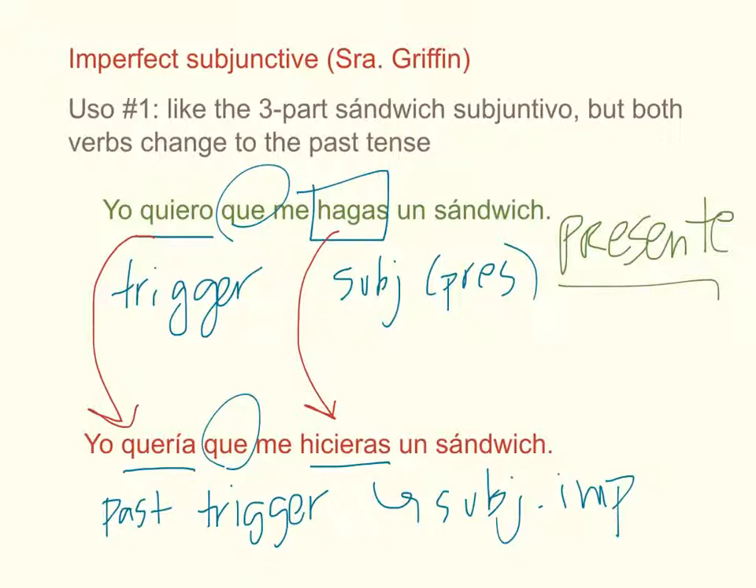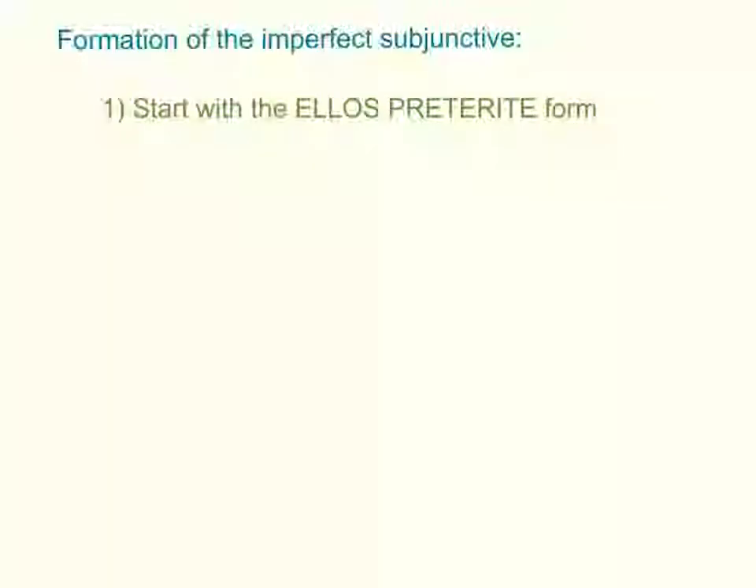So you see here that the uses are not different. You have yo quiero que me hagas un sándwich, and then change both of these to the past, and you have yo quería que me hicieras un sándwich. So the same uses that you have seen in the present subjunctive with the sandwich subjuntivo, you will see in the past tense subjunctive as well, but here you'll have a past trigger, which will make you have a past tense subjunctive, which we call the imperfect subjunctive.